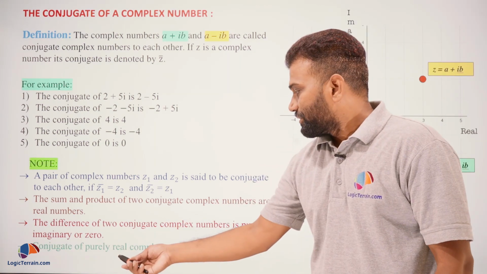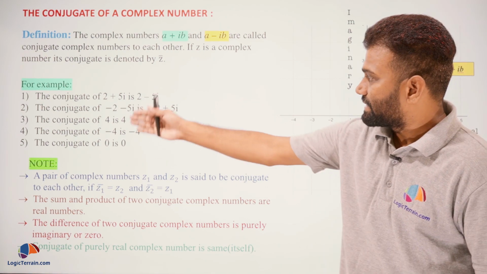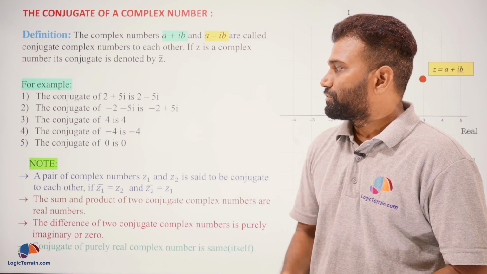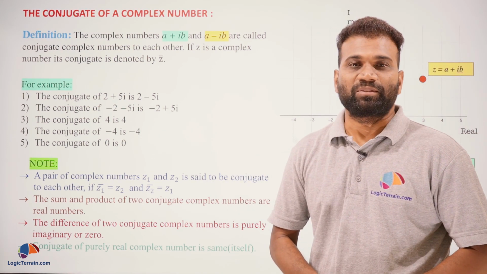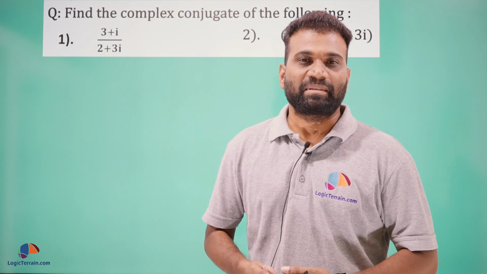The conjugate of a purely real complex number is the same, or you can say itself. You can see from these examples: the conjugate of 4 is 4, the conjugate of negative 4 is negative 4 and the conjugate of 0 is 0. Now let us solve some examples on the conjugate of a complex number.